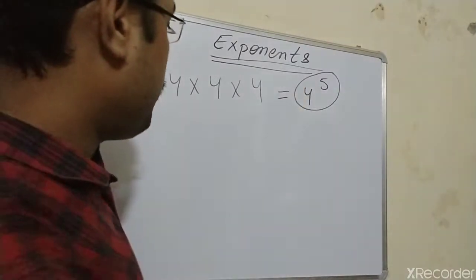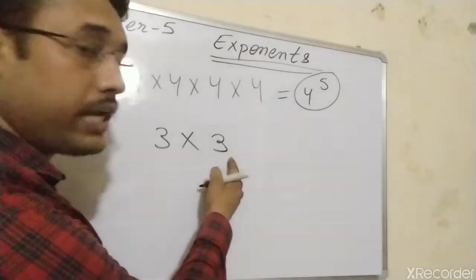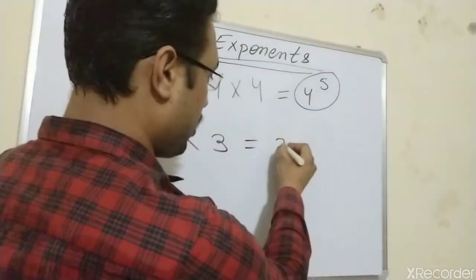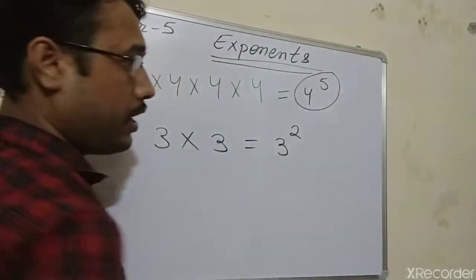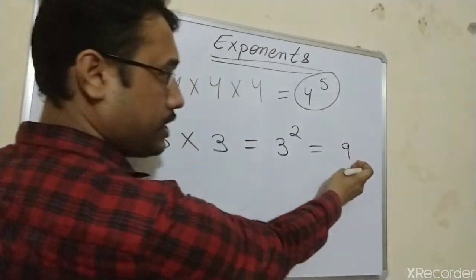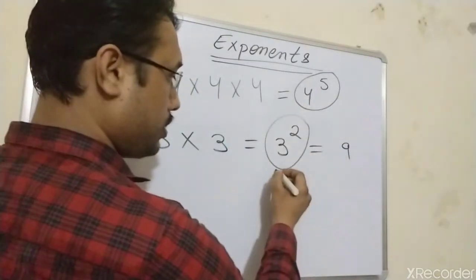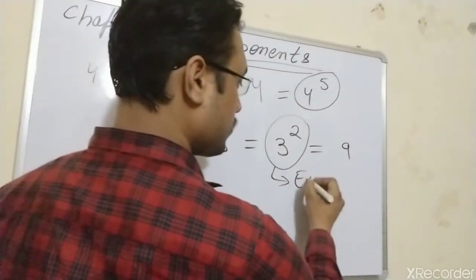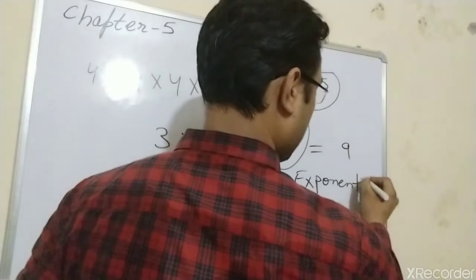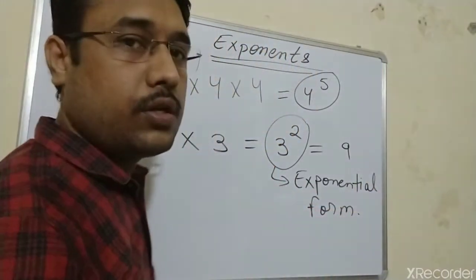Same way, if you write 3 into 3, you have written 3 two times, so you will give the power 2: 3 to the power 2. Its exact value as a whole number is 9 only, but this form, 3 square, is known as the exponential form.